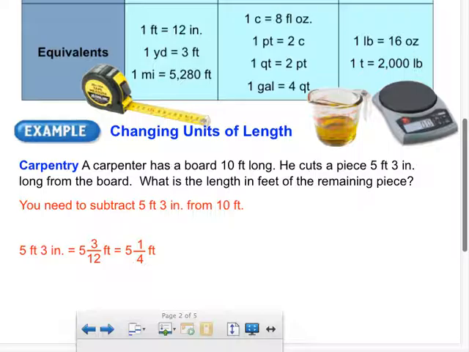How many inches in a foot? 12. Right. So what part of a foot do we have when we say 3 inches? 3/12. And then it simplifies to 1/12, I mean 1/4. You don't have to simplify in this step, but it's to your advantage to do that. Okay, so now how are we going to solve this problem? What's the next step?